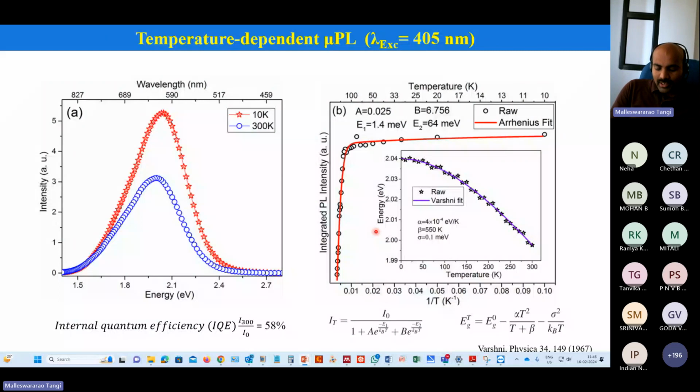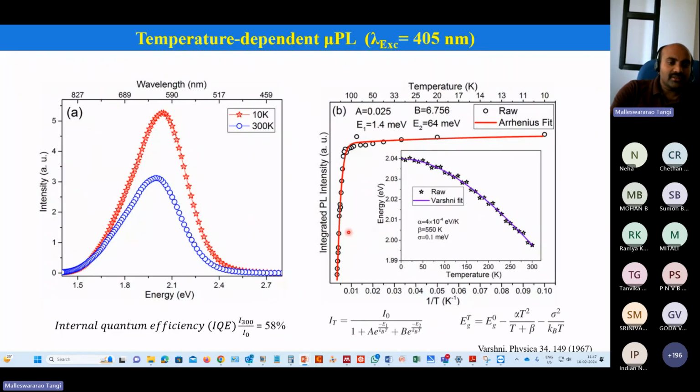So we could grow very high quality nanowires, highly single crystalline oriented, with high crystal quality material. Now we want to study how good these materials are in terms of optical characterization. For this, we did temperature dependent micro-photoluminescence, with excitation wavelength 405 nanometers, which is blue excitation with a blue laser diode. So here we did temperature dependent studies.